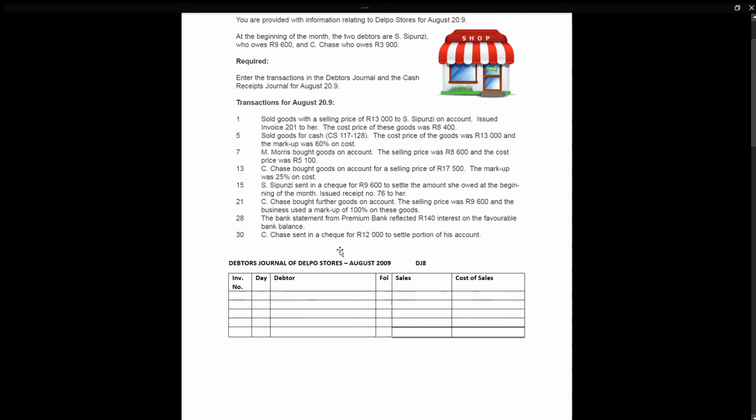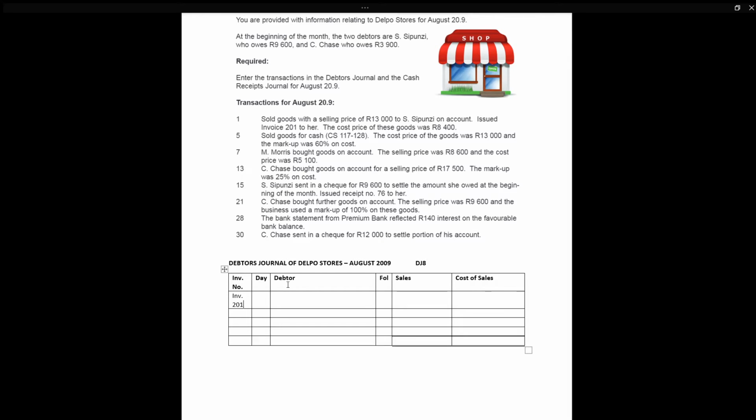Transactions for August 2009. On the first, sold goods with a selling price of 13,000 to S. Spapunzi on account, issued invoice 201 to her. The cost price of these goods was 8,400. Right, let's record that one. So invoice number 201. It took place on the first.